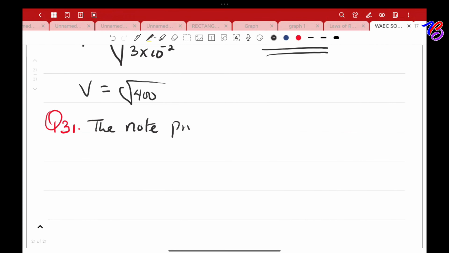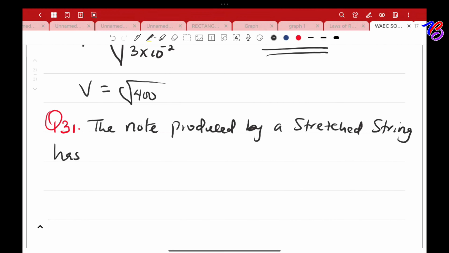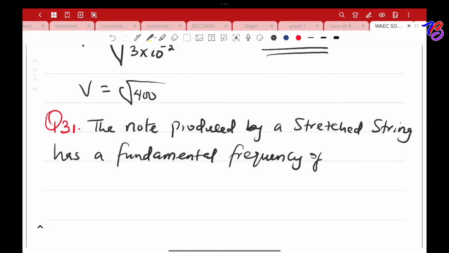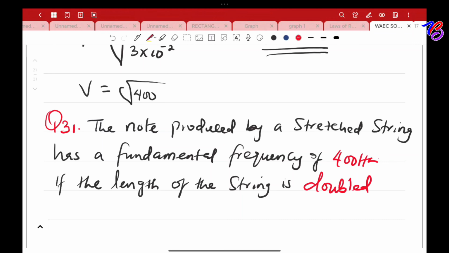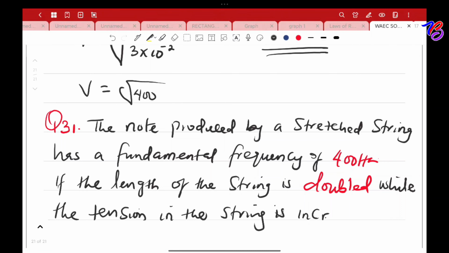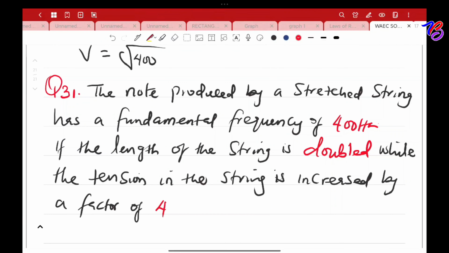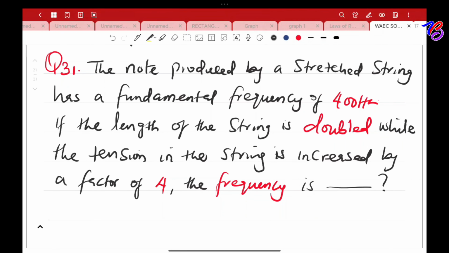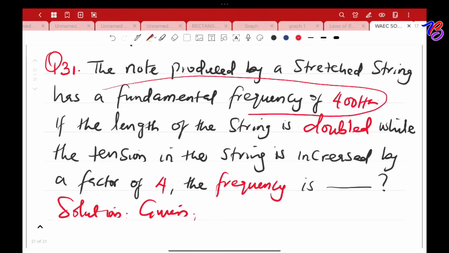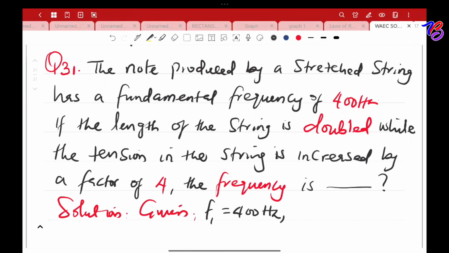Ladies and gentlemen, let's continue with this question. The note produced by a stretched string has a fundamental frequency of 400 Hertz. Now, if the length of the string is doubled, that's a catch, while the tension in the string is increased by a factor of 4, then the frequency is unknown. So solution, we would want to extract the given components from this question. Okay, so fundamental frequency of 400 Hertz, F1 is equal to 400 Hertz.